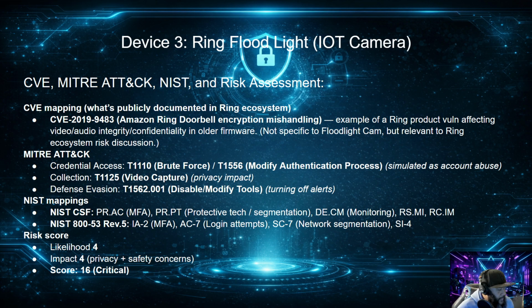NIST mappings are going to be NIST CSF. We're using MFA, protective tech, segmentation, monitoring, and we're using login attempts, network segmentation, and of course MFA, so that's NIST 800-53. The likelihood of this happening is a 4. The impact is 4. Privacy and safety concerns, of course, but it's not going to shut down your whole system. They're not going to be able to laterally move throughout your network, and this still is a critical threat just because of the privacy and safety concerns.